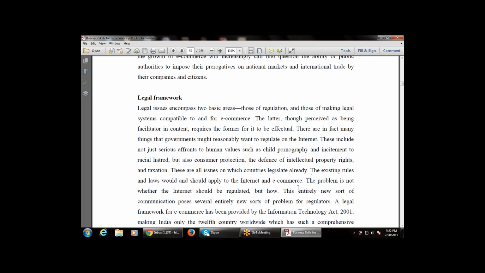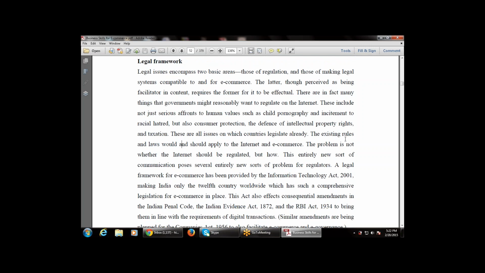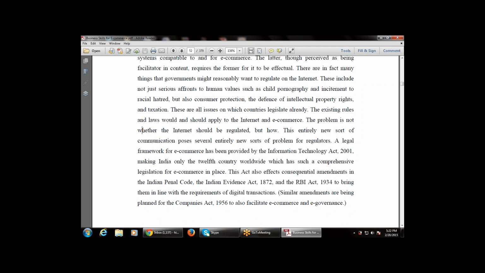These are all issues on which countries already legislate. The existing values and laws, that is the rules and laws, would and should apply to the internet and e-commerce. The problem is not whether the internet should be regulated, whether the internet should be used, but how. This entirely new sort of communication poses several entirely new sorts of problems for regulators.